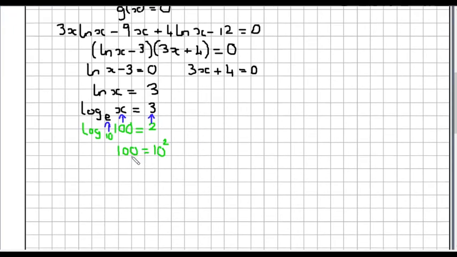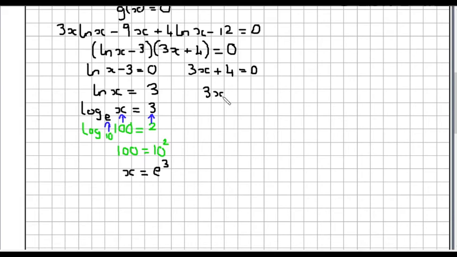So we're going to replace 100 with x, replace 10 with the e, and replace the 2 with the 3. So x, when we write this equation from log form into index form, it becomes x equals e cubed. So that's one solution for x. And the other one is going to be found from this equation.